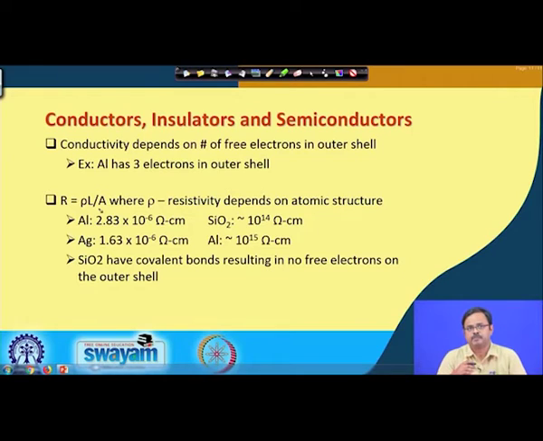We know that. On the other hand, if we take silicon dioxide, it is an insulator. If you look at the resistivity value, it is of the order of 10 to the power 14. Aluminum is 10 to the power minus 6, silicon dioxide is 10 to the power 14. So, 20 orders of magnitude higher.